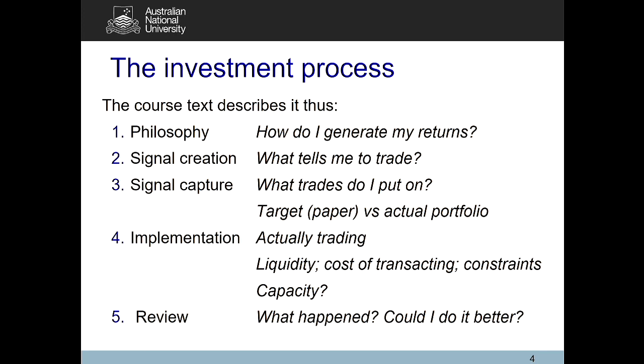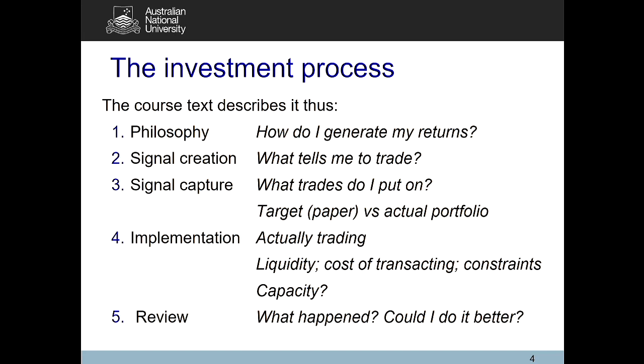So what you do in the third stage is you say, all right, given my signal, what do I want my portfolio to look like? Now, here the text talks about a target versus a paper portfolio. And step 3 is all about creating a paper portfolio. In an ideal world with no constraints, if I follow my signals, these are the stocks I will hold. The fourth step is actually taking that paper portfolio and making it an actual portfolio, so implementing those trades.